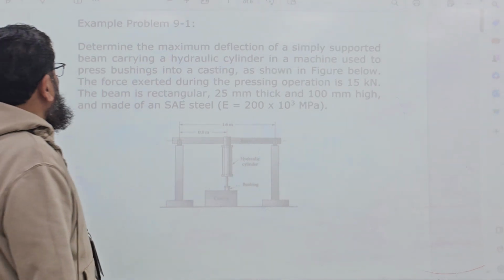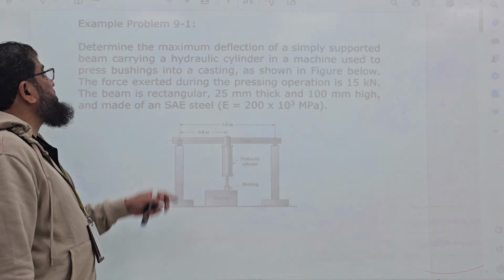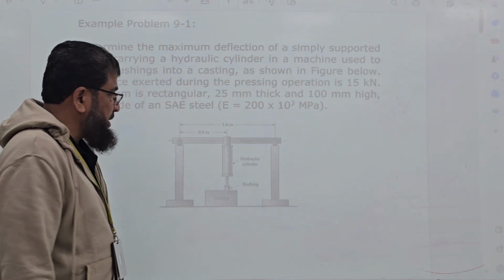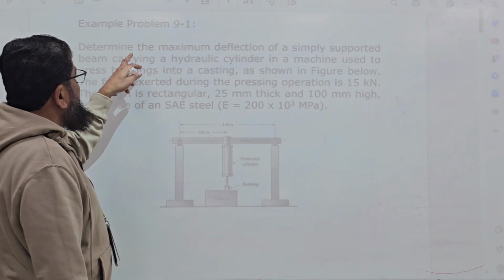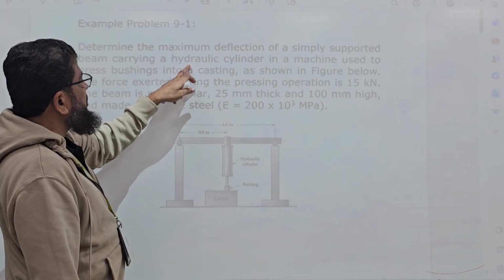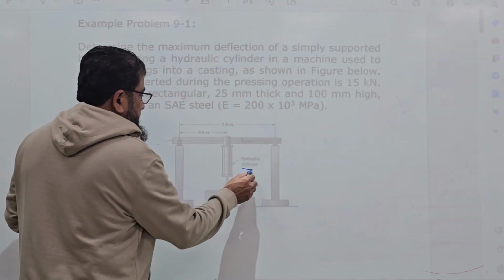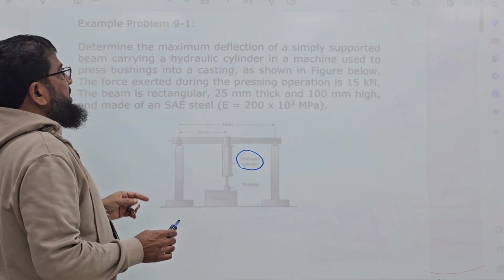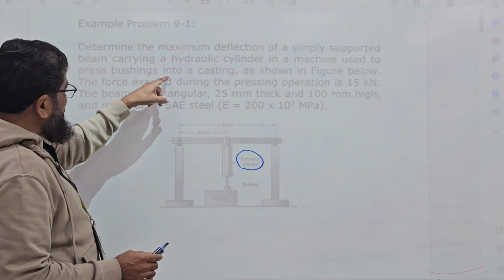Now here we have a problem. This is a problem of deflection of beams. Problem number 9.1. What does it say here? Determine the maximum deflection of the simply supported beam carrying a hydraulic cylinder. There is a hydraulic cylinder here. See, there is a hydraulic cylinder in the machine used to press bushings into a casting.